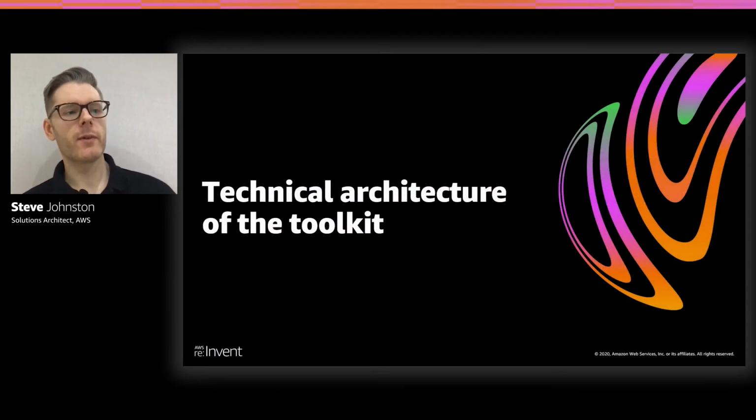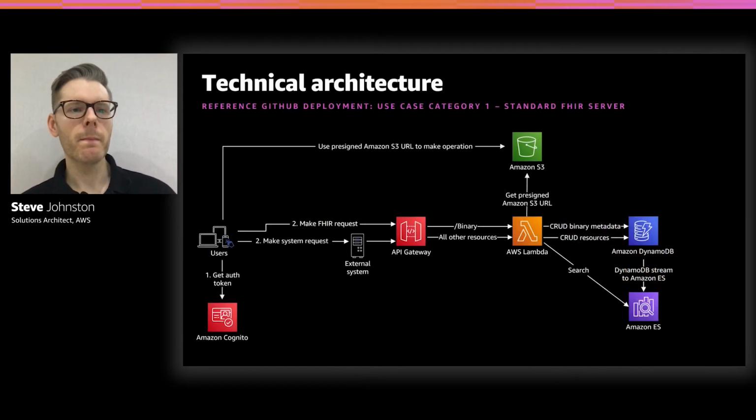Okay, so let's dive deeper into the technical architecture. If you were to deploy from the scripted installation, you get everything as shown on the slide here. This is the reference implementation, or the standard FHIR server. Walking through the workflow, you can see the users on the left-hand side who are using the FHIR applications. They have to first authenticate with Cognito. Then they make the request against the API Gateway, either directly or through an external system, which would make the request on their behalf. The API Gateway hands the request to Lambda, which holds the FHIR server's logic.